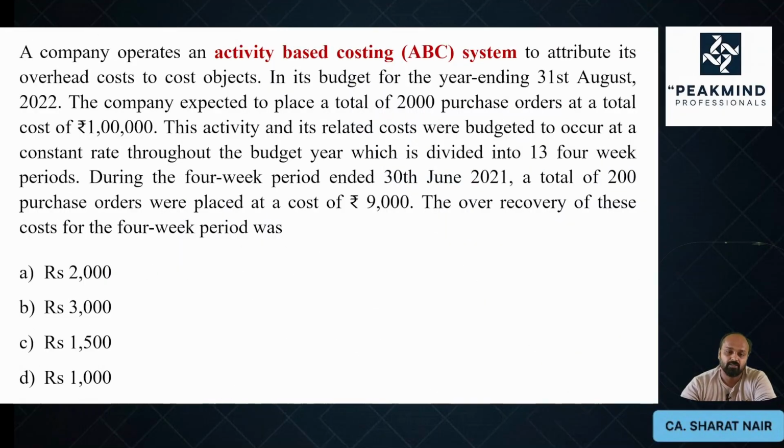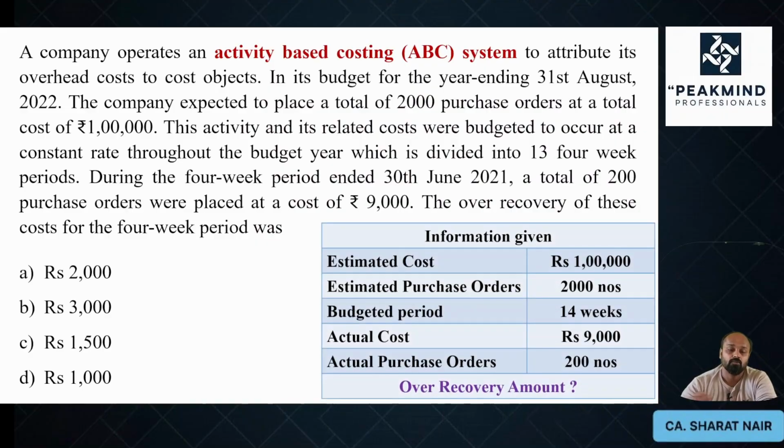Moving ahead to the next question. Now, it's a detailed question. I have summarized the details from there. Estimated cost is rupees 1 lakh, and estimated purchase orders required to obtain the raw material are 2000 numbers. The budgeted period, for which this estimation has taken place, is 14 weeks, and actual cost is rupees 9,000 and actual purchase orders are only 200.